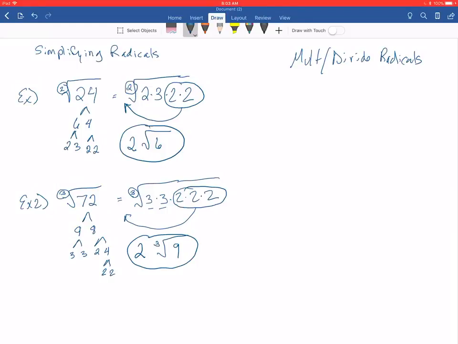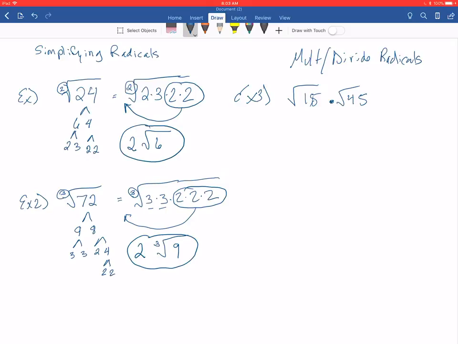Okay, I want to continue talking about radicals by moving from simplifying radicals to multiplying and dividing them. Really, if you understand how to simplify a radical, you can multiply and divide them with no problem. So an example, my third example might be I want to multiply the square root of 15 times the square root of 45.